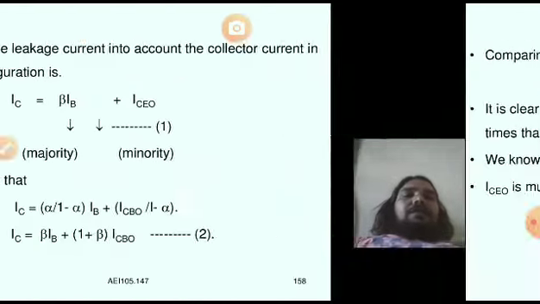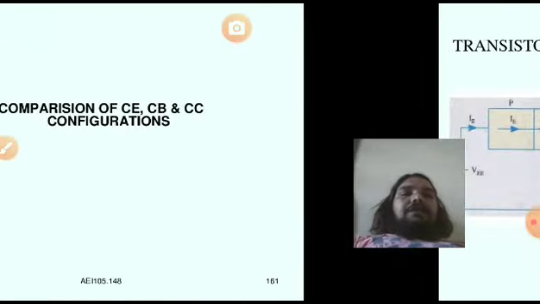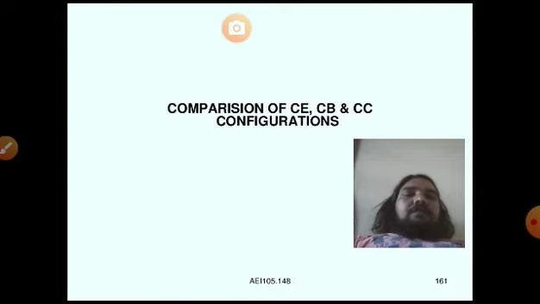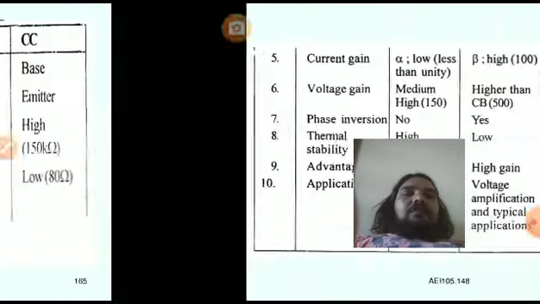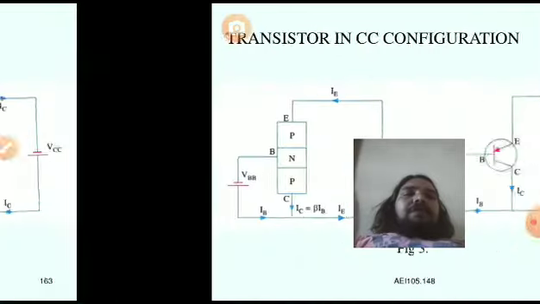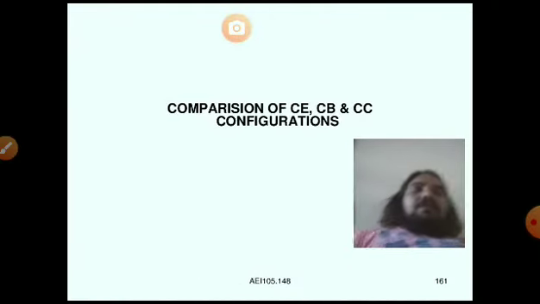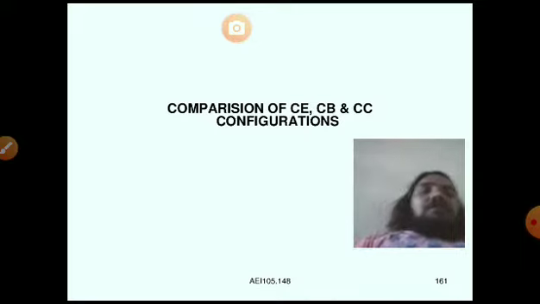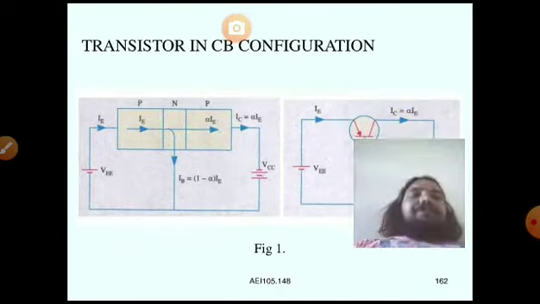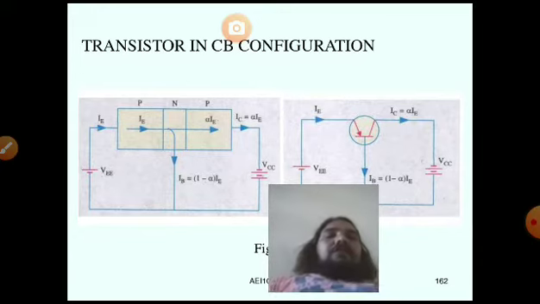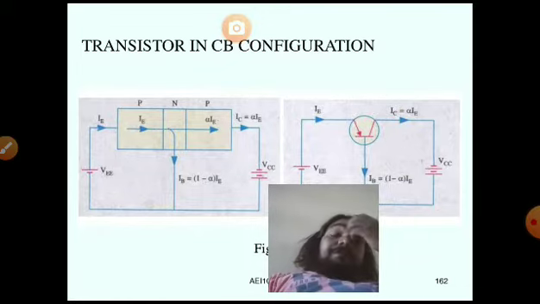Common emitter, this is the common collector. Now, a comparison of the common base, common emitter and common collector configurations. This is the transistor in common base configuration, with the circuit diagram and basic diagram.